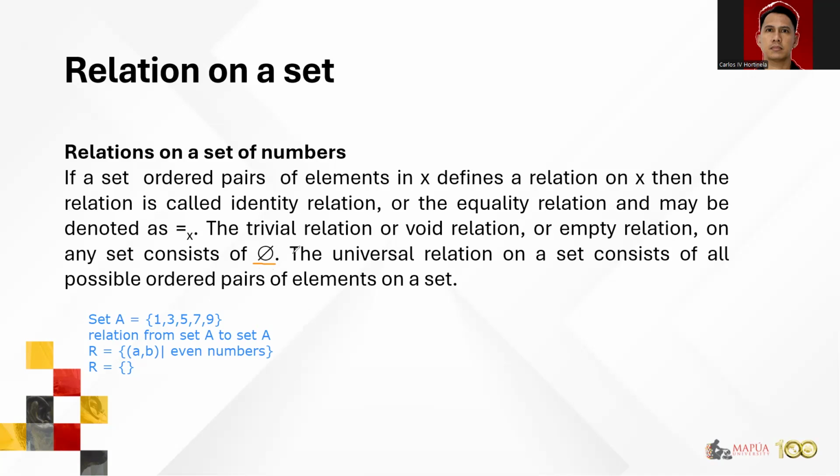Okay? And in the same manner, a universal relation this time consists of all possible ordered pairs of elements that can be formed from your given set. So any possible ordered pair that you can create is included in this given set. And it's then referred to as a universal relation.